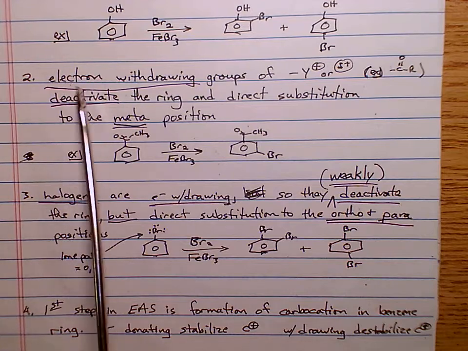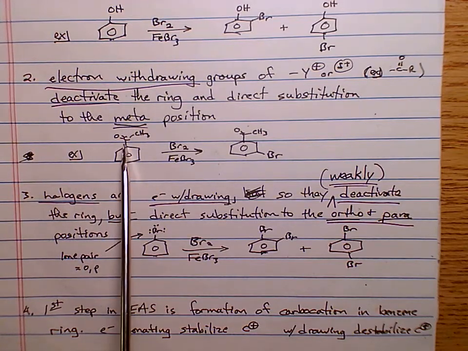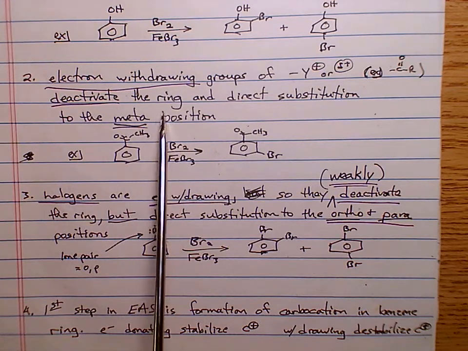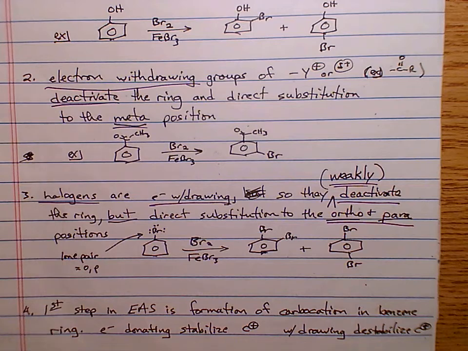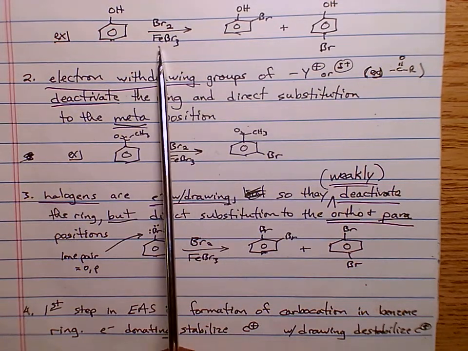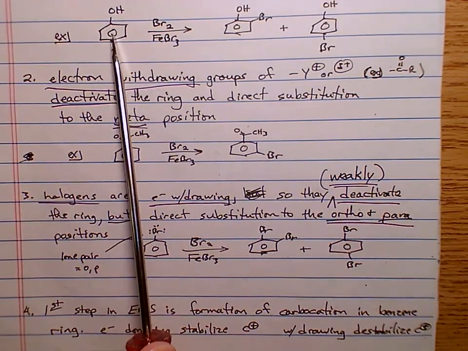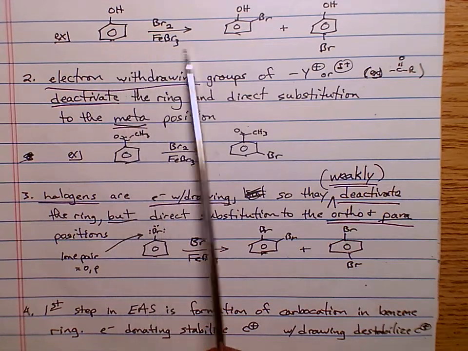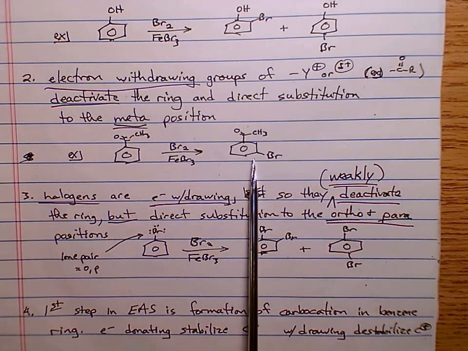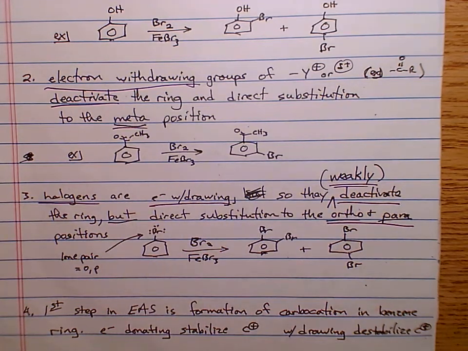Now here's the thing. Electron withdrawing groups, such as carbonyl groups, such as this ketone here, deactivate the ring. However, deactivating just means it reacts more slowly. It doesn't completely stop it. It just means this ring is less reactive now that this carbonyl is on there. So this reaction would occur much more slowly than this reaction here. Electron donating groups activate the ring. This is going to be a faster reaction. Electron withdrawing groups deactivate the ring. This will be a slower reaction, but you still can get it to occur.